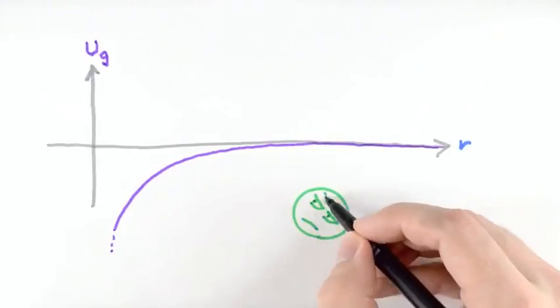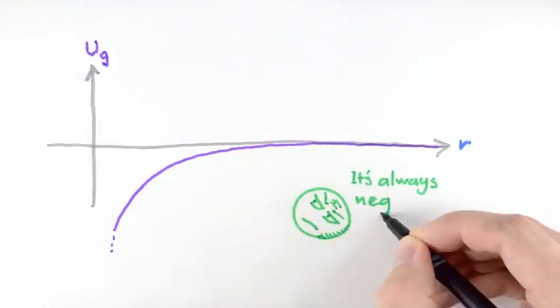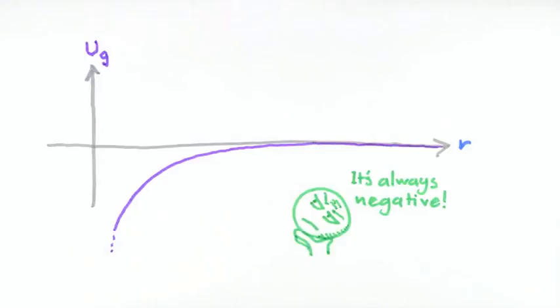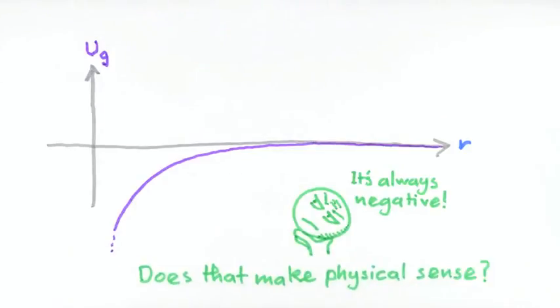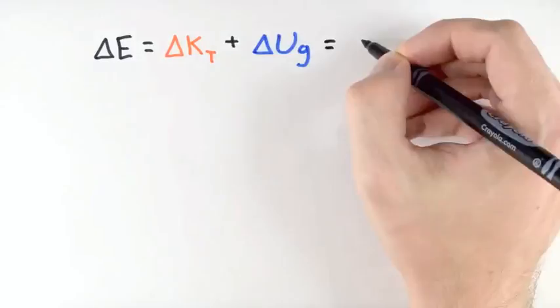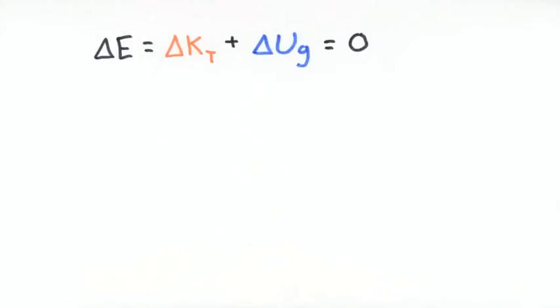It might strike you as weird that the potential energy is always negative. Let's explore this to see if it makes physical sense. First, let's write down the general form for our energy principle here for this situation. The change in total energy is equal to the change in the total kinetic energy plus the change in gravitational potential energy. And that must be equal to 0 since in this example there is no transfer of energy between the system and the surroundings.